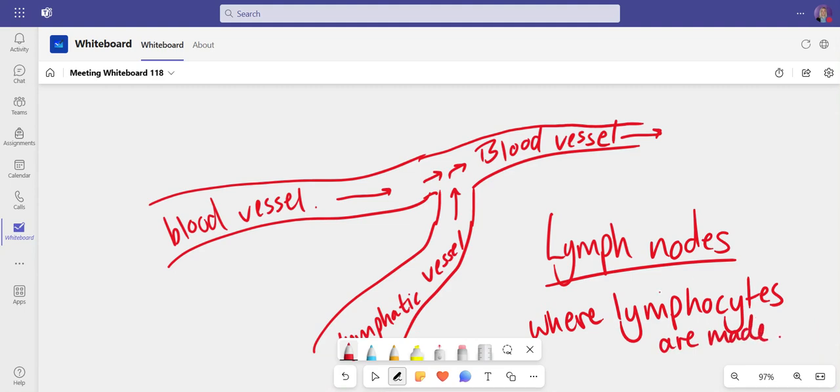Okay, so lymph actually has lots of lymphocytes in because as the lymph vessels go around your body, they pass by these lymph nodes which add lymphocytes in, and then it feeds back into your blood vessel. So your blood has lymphocytes in as well, and that's where they come from, which is really interesting.